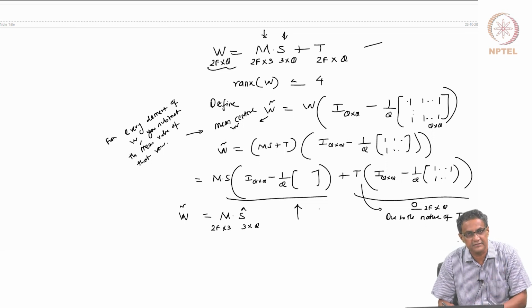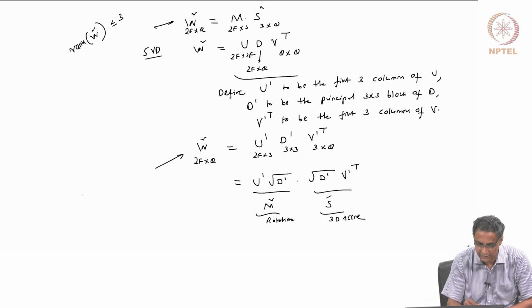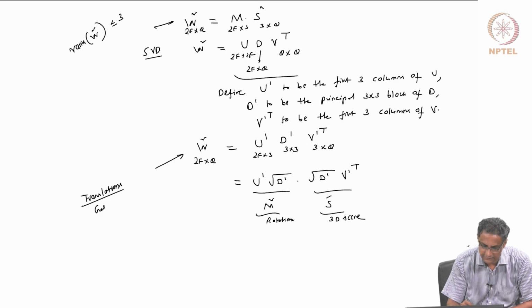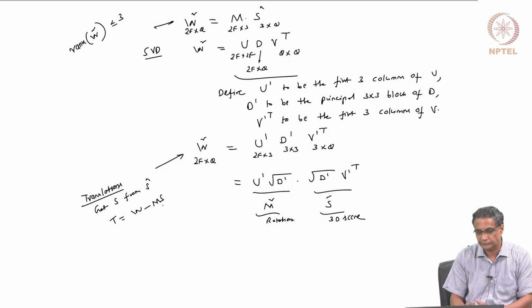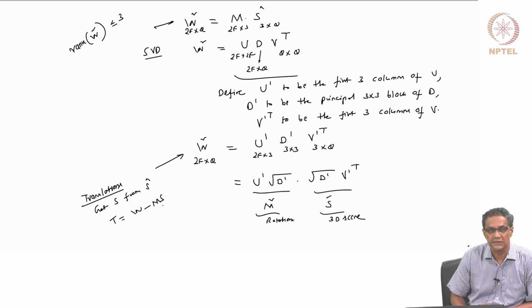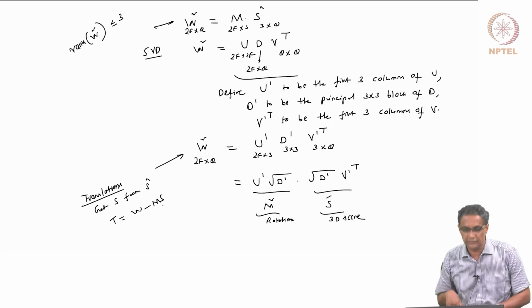So you can actually get your S, and once you have your S, you have your M. Then all that you need to do is take your original W, for the translations. Getting S from S hat is easy, because it is just that I minus that operation, and just take it onto the other side. Then translation is simply the original matrix W minus MS. That is it. So you have your translations, your rotations, and your 3D scene. This is called the factorization method.